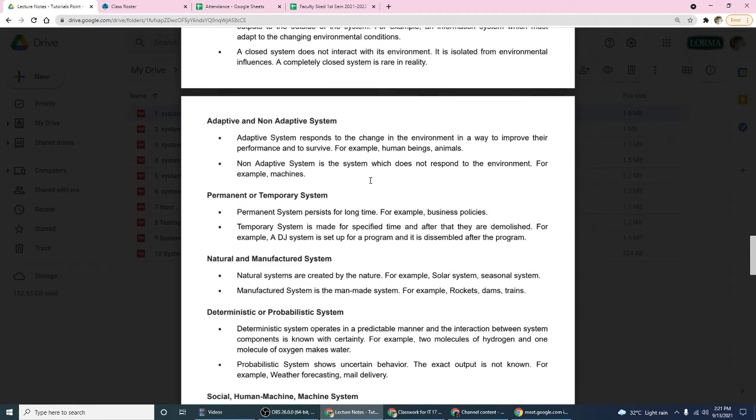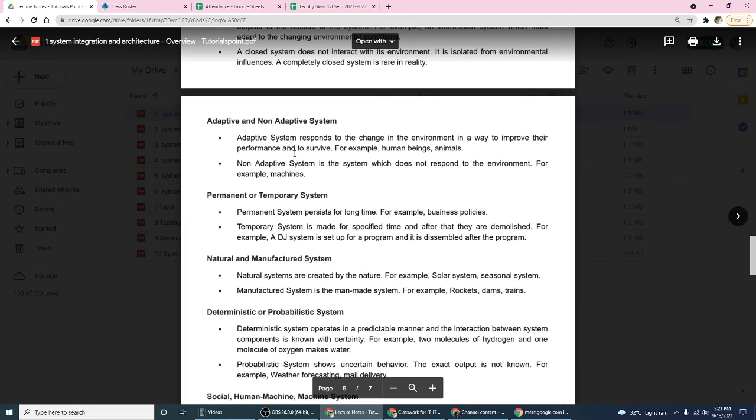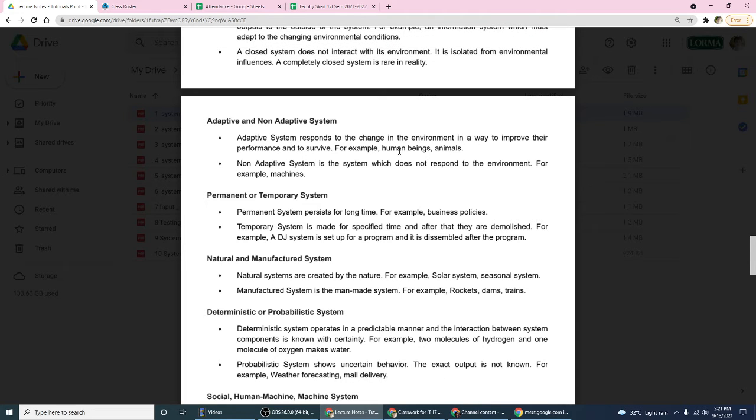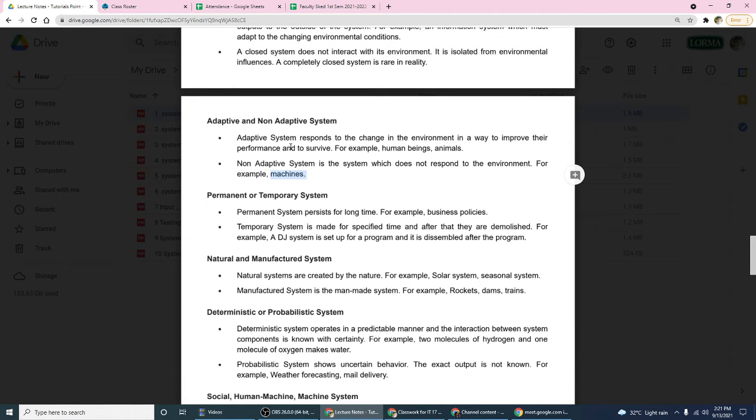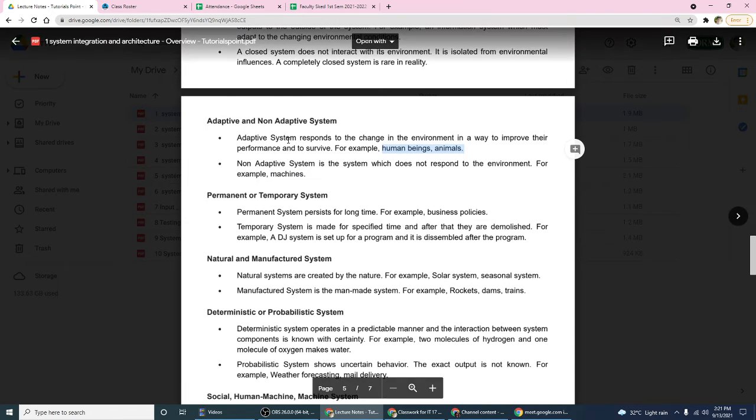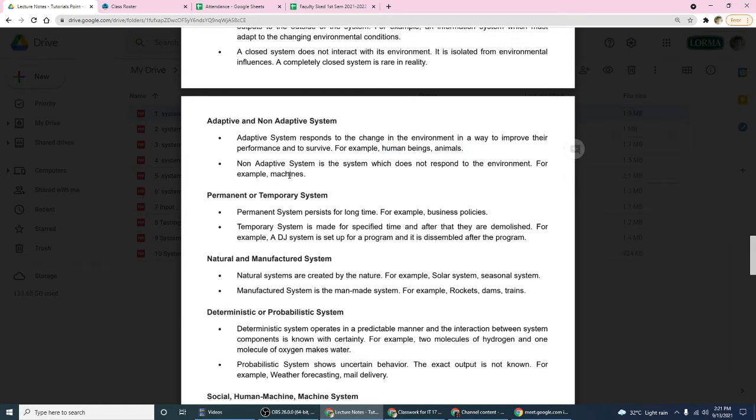Adaptive and non-adaptive system. An adaptive system responds to changes in the environment in a way that improves its performance and helps it survive. For example, human beings and animals. A non-adaptive system does not respond to the environment. For example, a machine. So an adaptive system is one with life, while a system without life, for example a machine, is a non-adaptive system.